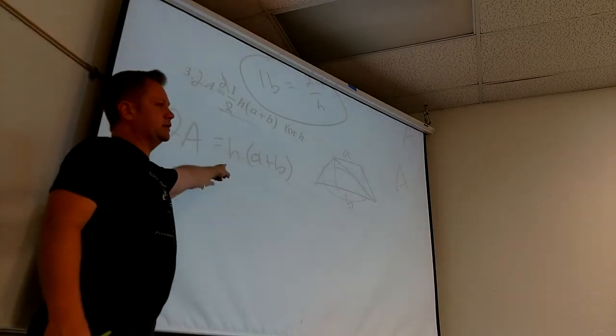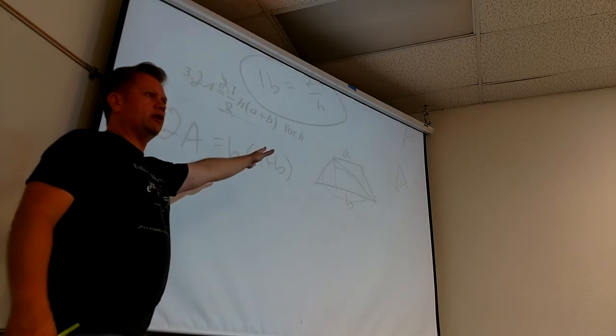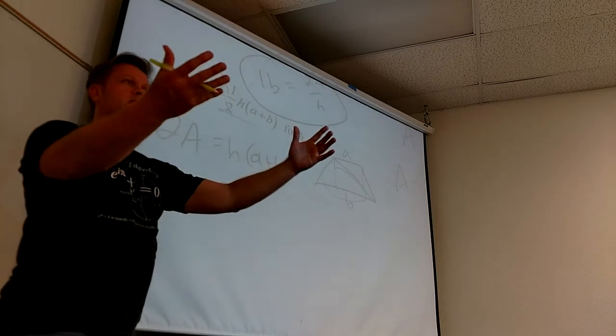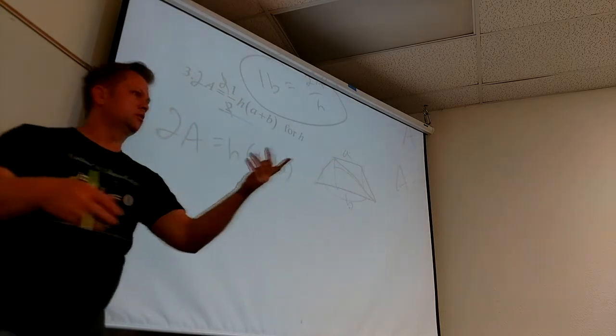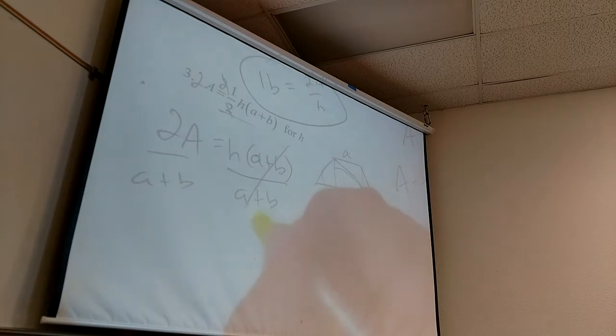Why is h not by itself? It's multiplied by something. So how do I get rid of the a plus b? Divide by a plus b, because that's the opposite of the operation. I want the h by itself. The a plus b is here multiplying, so let me divide by it. So it cancels. So I get h equals 2A over little a plus b.